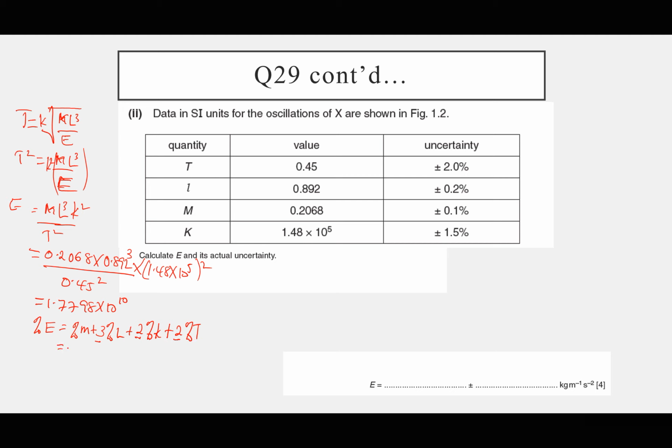So let's sum up the percentage uncertainties. For M it is 0.1%. For L it is 0.2 times 3 to become 0.6, so L is 0.6% plus. For K it is 1.5 times 2, it becomes 3% plus. For T it is 2% times 2, it becomes 4%. So when you add you have 7.7.